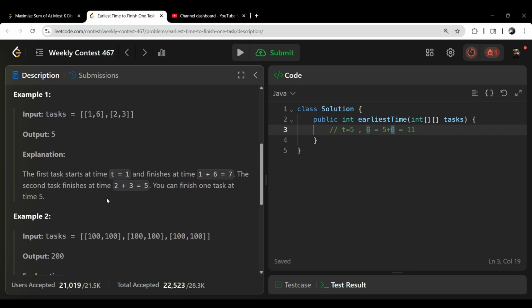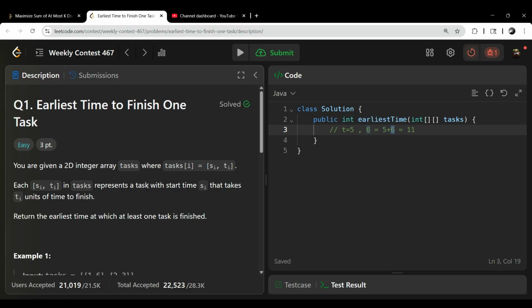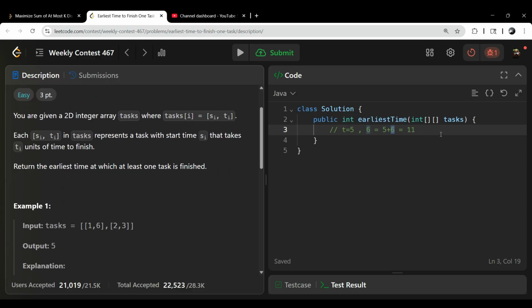Okay, now how will we solve it? A simple solution: we just have to find the sum of these two. Here, int answer, let's say, and as we have to find the minimum, I'll take the max value initially.